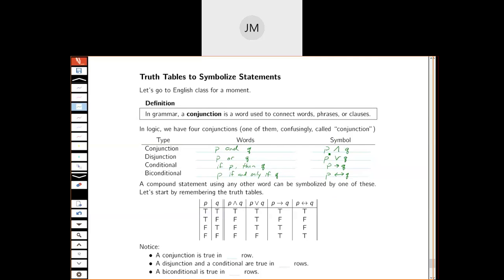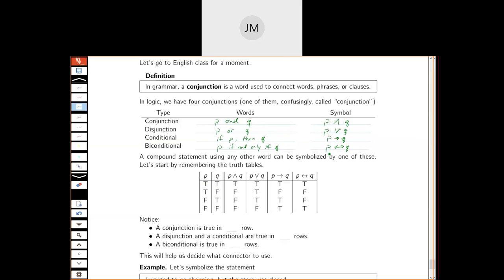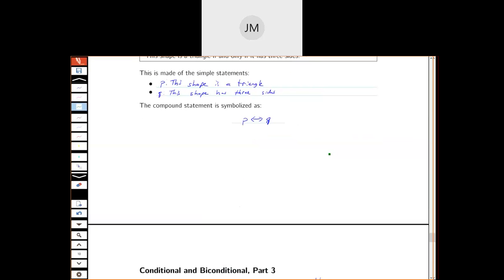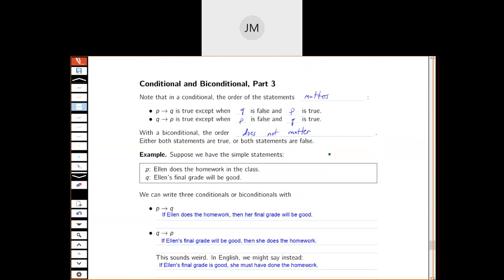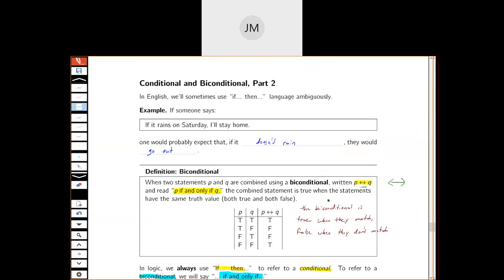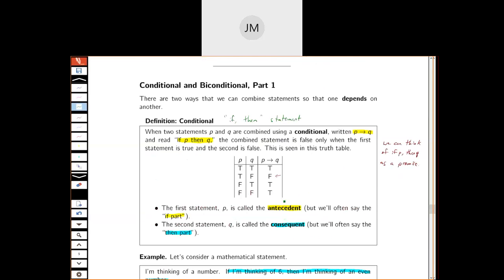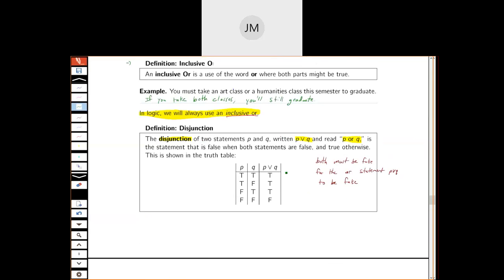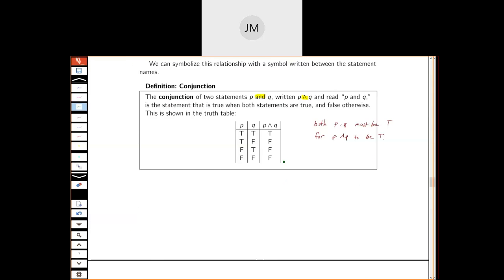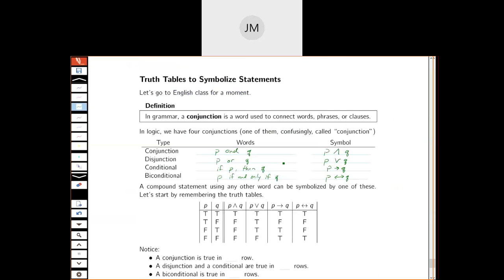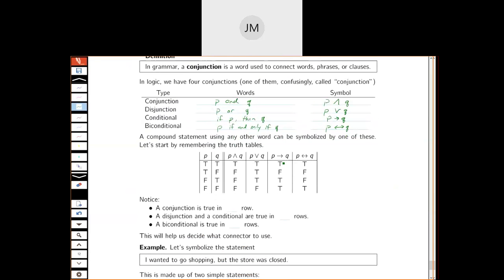All right, now we're going to put it all together in a truth table. Here's our truth table for a biconditional, a separate truth table for the conditional, and the disjunction and the conjunction. We can put them all together in one single truth table, and it's a little bit more concise. I'm going to start with 2 basic statements, statement P and statement Q, and all the possible combinations of them being true and false. So I get my 4 rows.